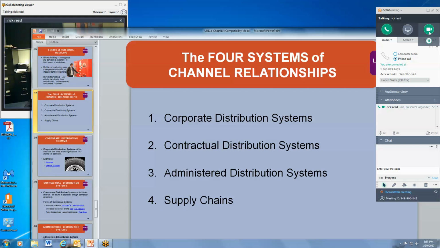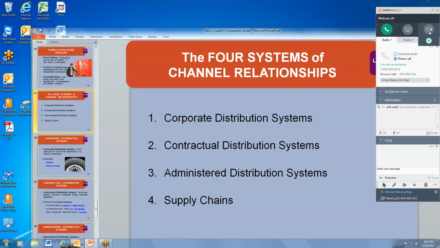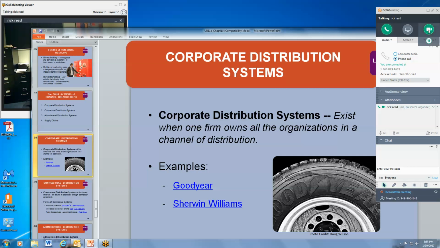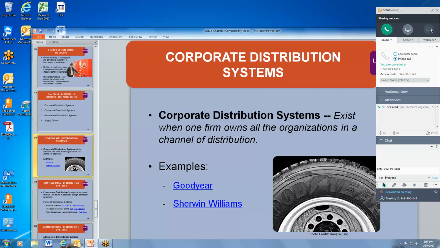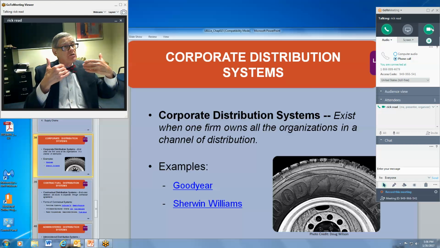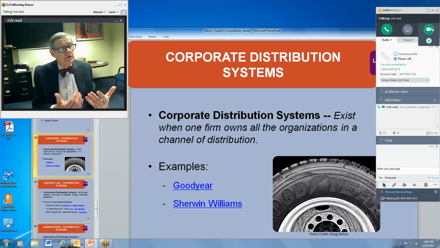Four types of, or four systems of channel relationships. Corporate distribution, we'll give examples of each one of these. Contractual distribution, administered distribution, and then supply chains. Corporate distribution is where the corporation or the manufacturer owns everything, does the manufacturing, and owns the outlets where the person or persons go in and make a retail purchase. And the examples they give you here are Goodyear Tire and Sherwin-Williams Paint.